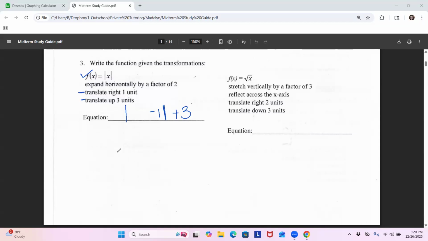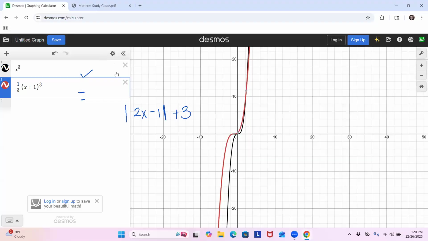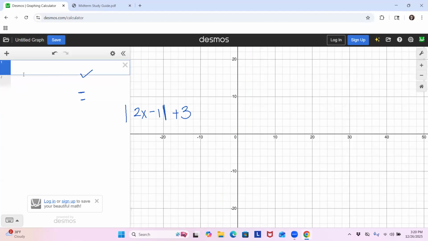And expand horizontally by a factor of 2. It's either going to be 2x right there. Horizontally means it's with the x, not on the outside. Or this could be a half. This is the one where it's either the real thing or it could be the reciprocal. I can never remember, but I can figure it out. Absolute value button of x. Okay, there's the original.